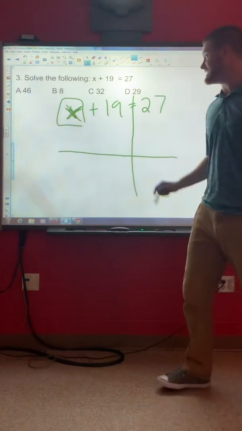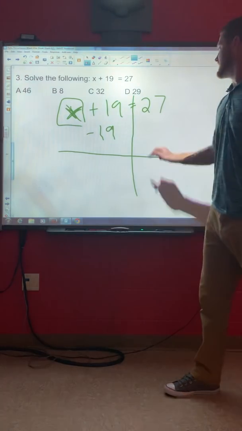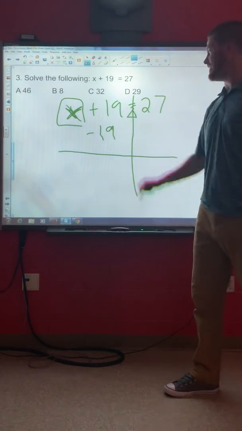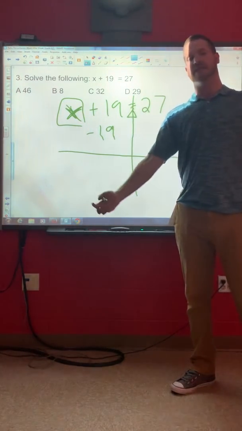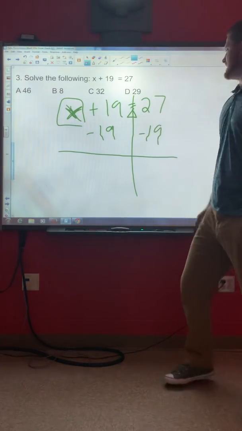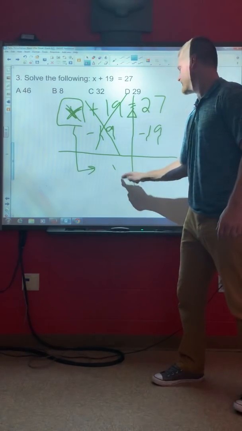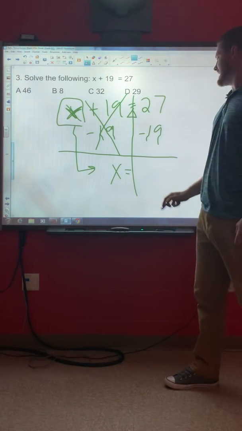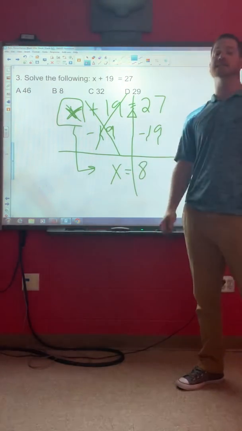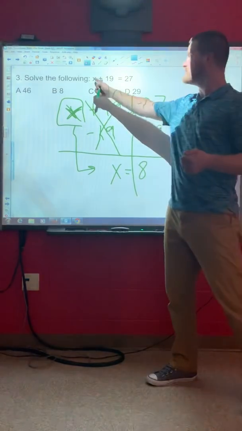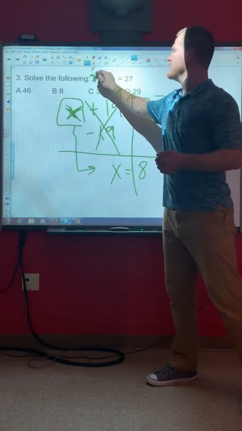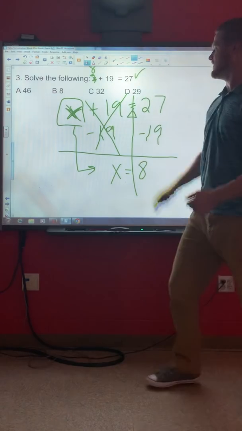The inverse of plus 19 is minus 19. Because this equal sign is a balancing point, what I do to one side, I do to the other. Minus 19, minus 19. These 19 zero out. Drop down the x, the variable. And 27 minus 19, we get 8. Now take the 2 seconds, plug your answer back into our original equation, and see if it makes sense. 8 plus 19 is in fact 27.